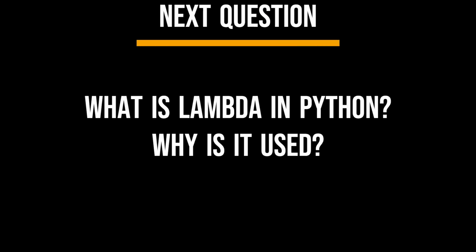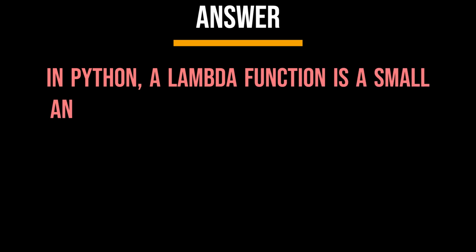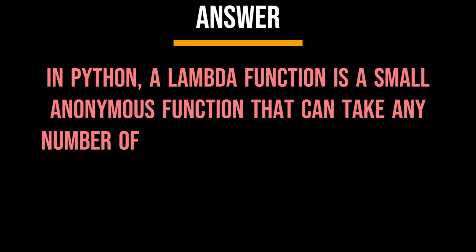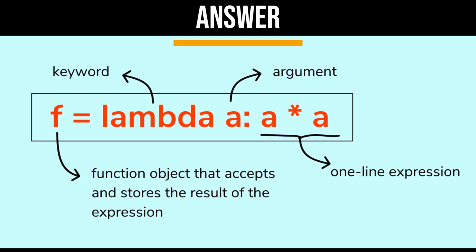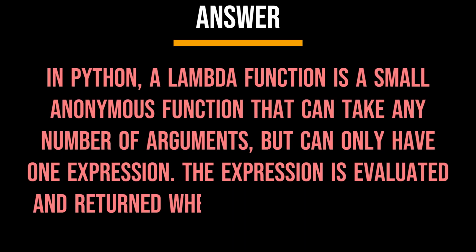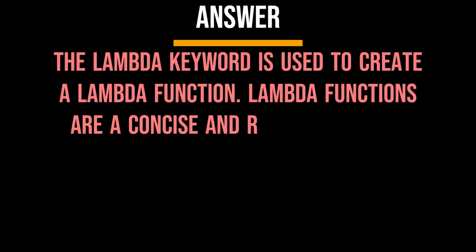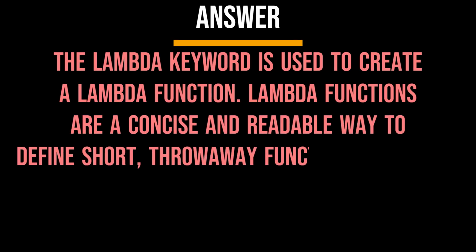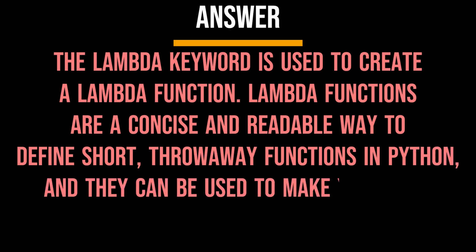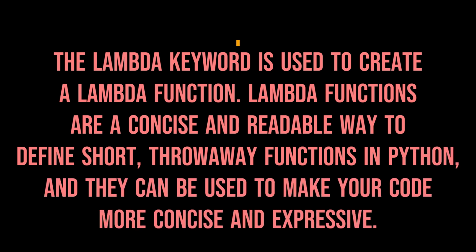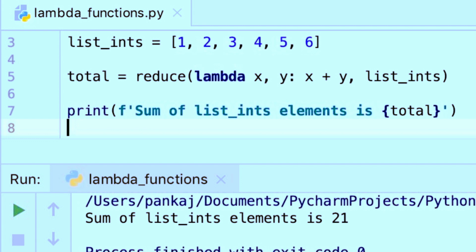Next most important question is, what is lambda in Python? Why is it used? In Python, a lambda function is a small anonymous function that can take any number of arguments, but can only have one expression. The expression is evaluated and returned when the function is called. The lambda keyword is used to create a lambda function. Lambda functions are a concise and readable way to define short, throwaway functions in Python, and they can be used to make your code more concise and expressive. Here is another example of a lambda function to calculate the sum of all elements in a given list.